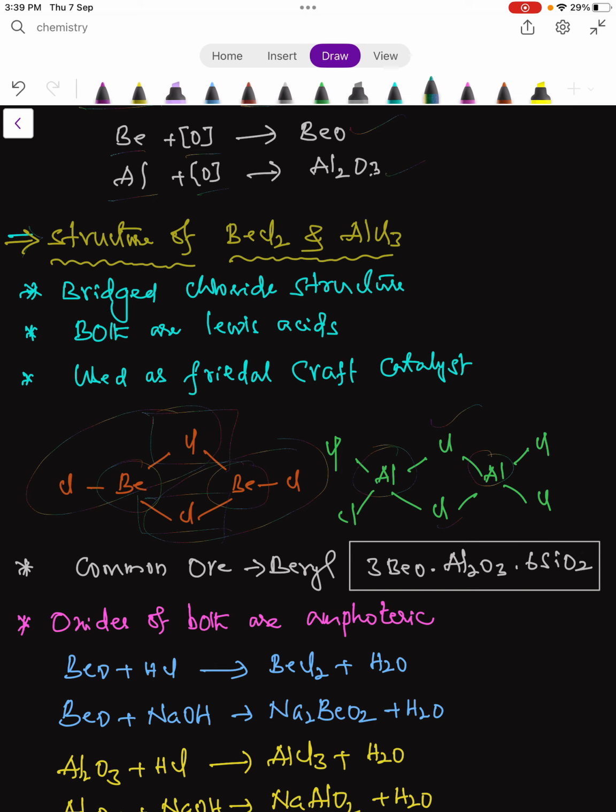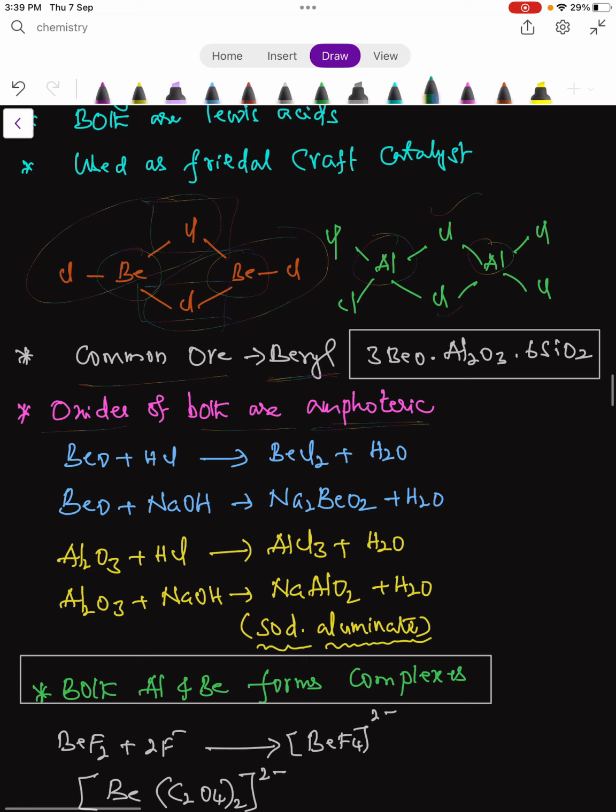So generally the common ore of beryllium is called beryl. Its formula is 3BeO.Al2O3.6SiO2, silica. And next, the oxides of both beryllium and aluminium are amphoteric.